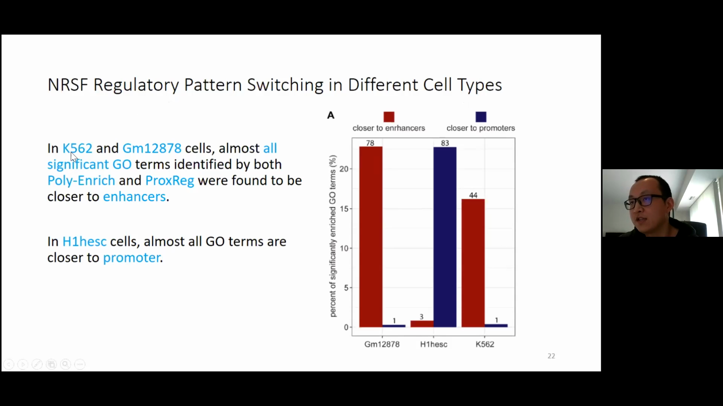In K562 and the GM cell lines, all the significant GO terms identified by both Pauling-Rich and Proxyrent were found to be closer to enhancers. But in these cell lines, it's a totally different scenario. Almost all GO terms are closer to promoters. This is very interesting, because in different cell lines the same TF may show totally different types of regulatory patterns.